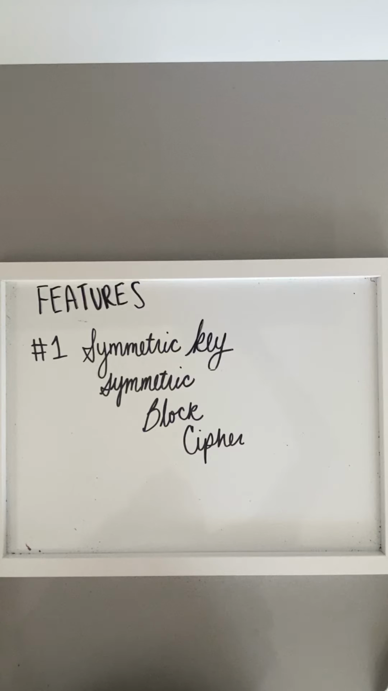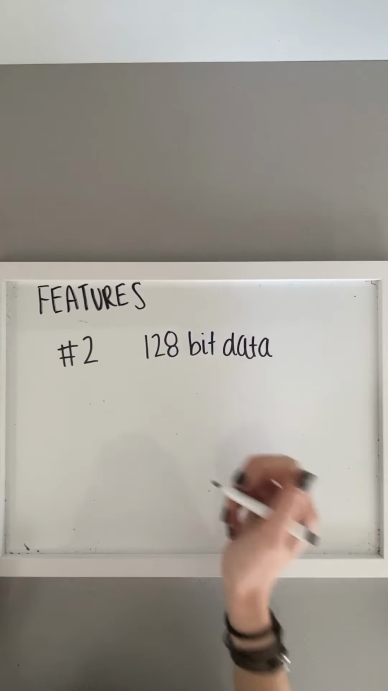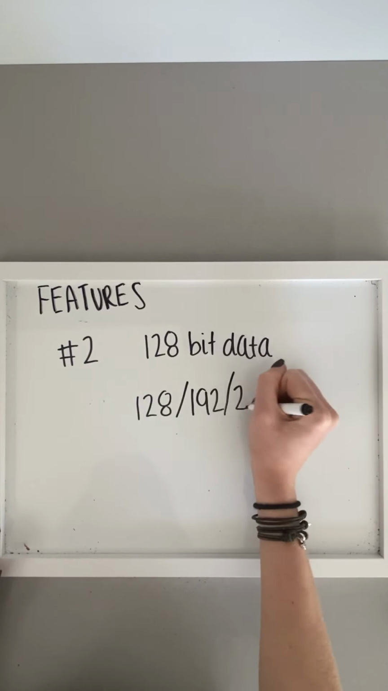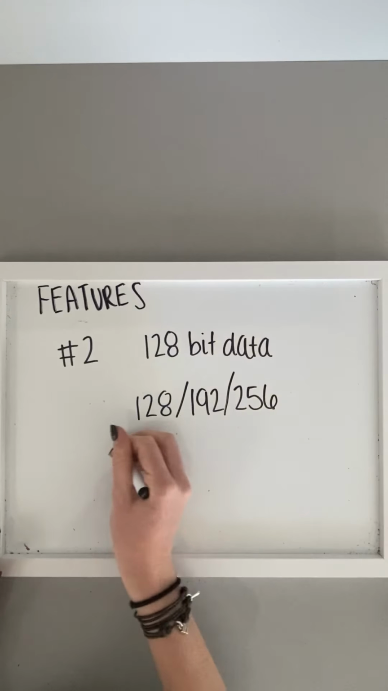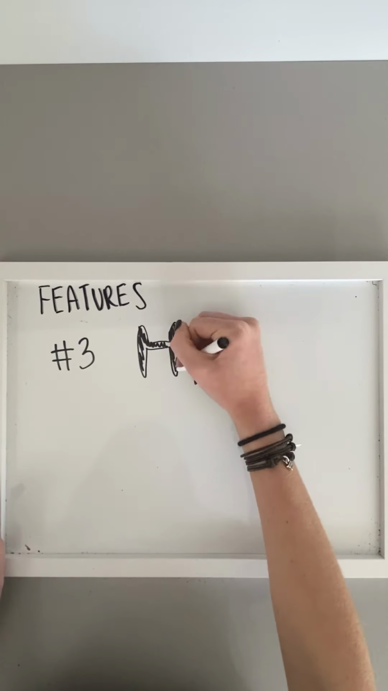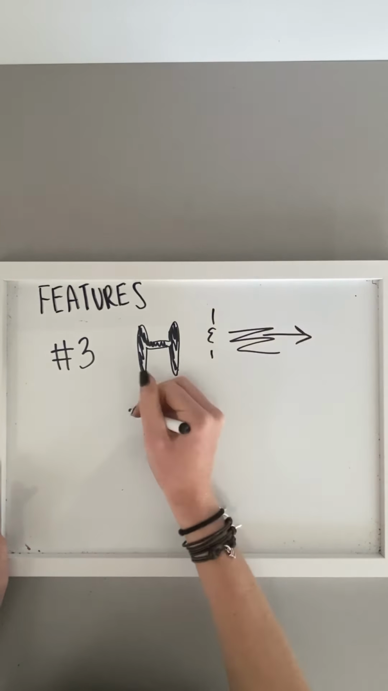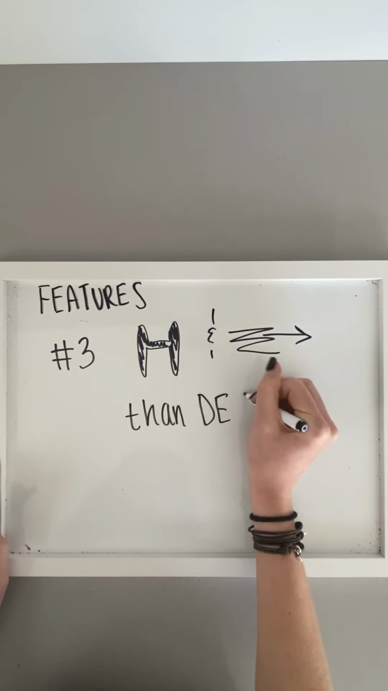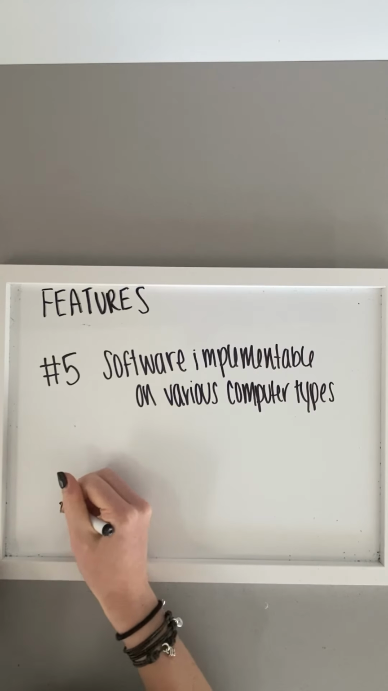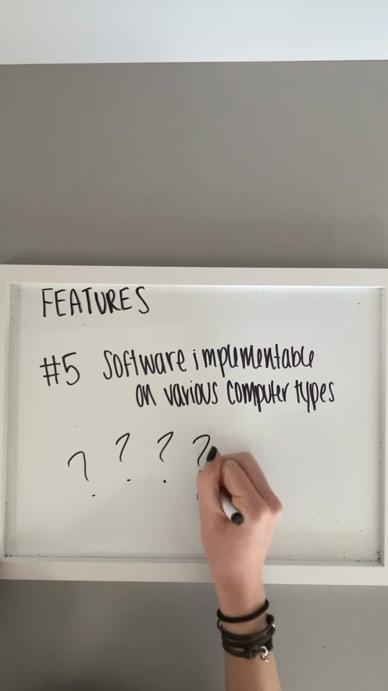First, we have Symmetric Key Symmetric Block Cipher. Then we have 128-bit data. We also have the characteristic that AES is stronger and faster than DES. We have an idea of its full specification and design details. Lastly, we have software that can be implemented in various computer systems.